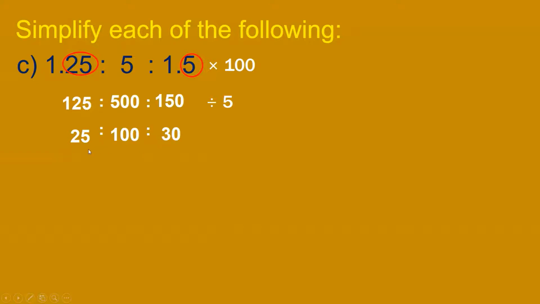Let's find a number that these three numbers can be divided by. The three numbers can be divided by 5. So 25 divided by 5 equals 5. 100 divided by 5 equals 20. And 30 divided by 5 equals 6. So the ratio in its simplest form is 5 to 20 to 6. Let's have another example.